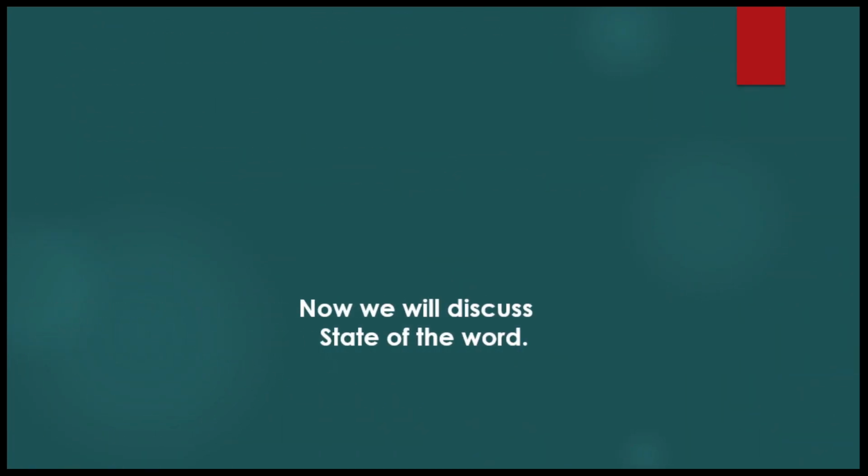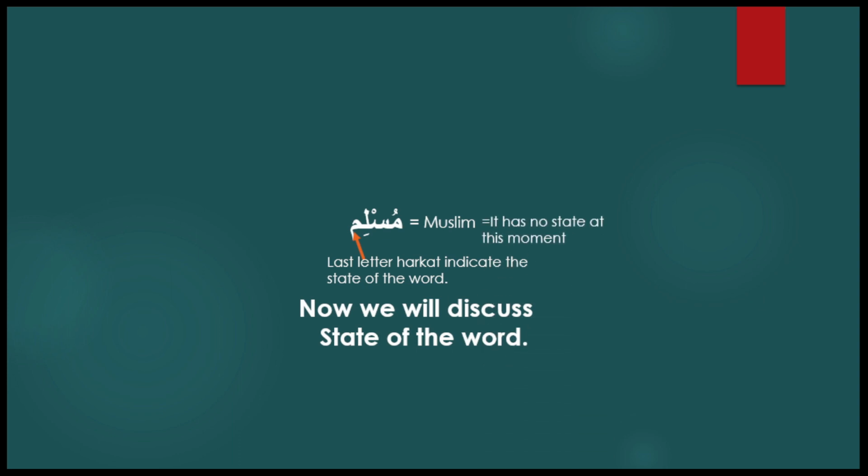Now we will discuss a very important topic, the state of the word. What is the state of the word? The last letter's harkat of any word indicates the state of that word. For example, Muslim. Here the last letter is mim, but there is no harkat on top or bottom of this mim. That means in this condition, this word has no state.